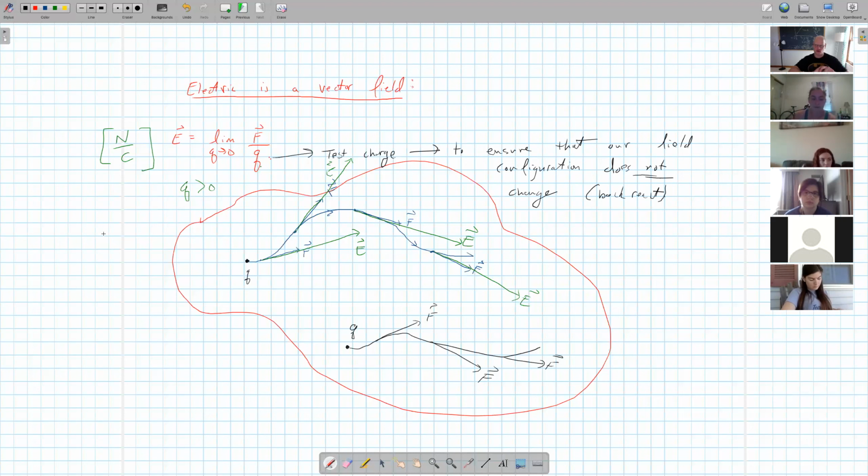So again, we assume that the presence of charge creates an electric field. If we want to know what the overall field looks like, we drop in this test charge, watch how it moves, and then from there we can map out exactly what this electric field looks like. But again, it's a field. The electric field has a value at every location in space, and it has a direction. So there are two quantities that show up with this.